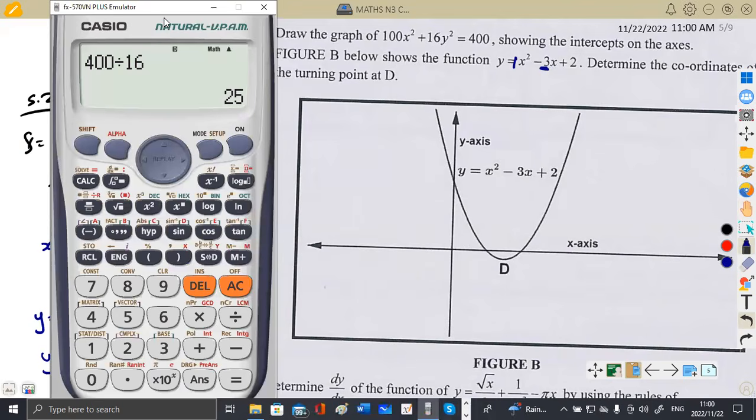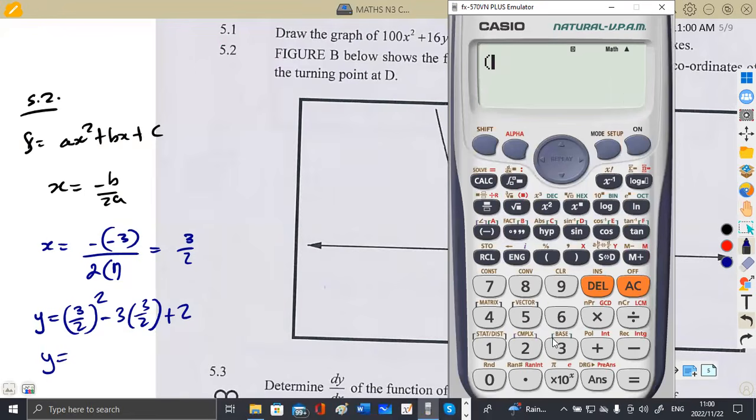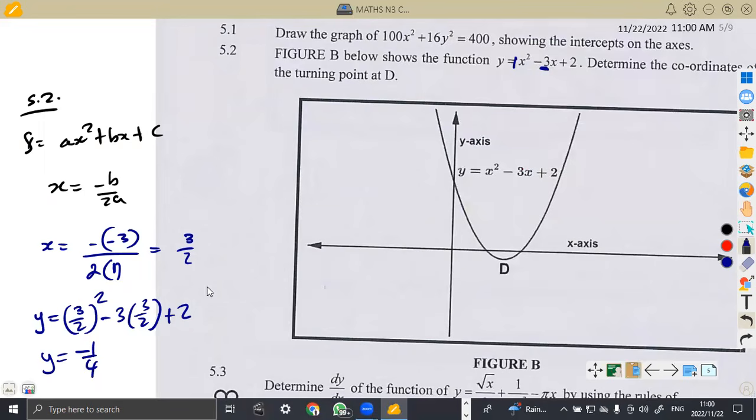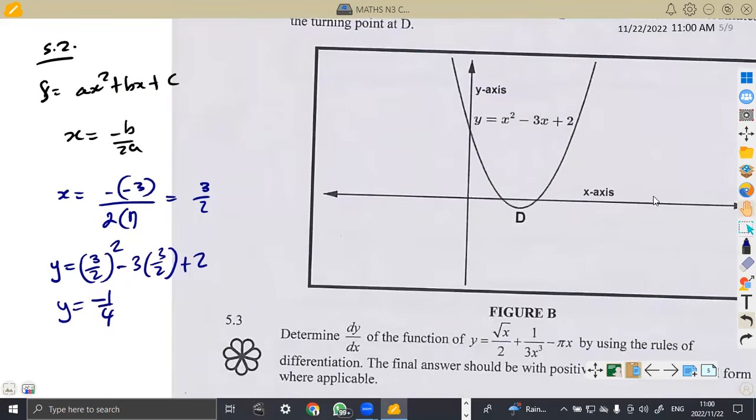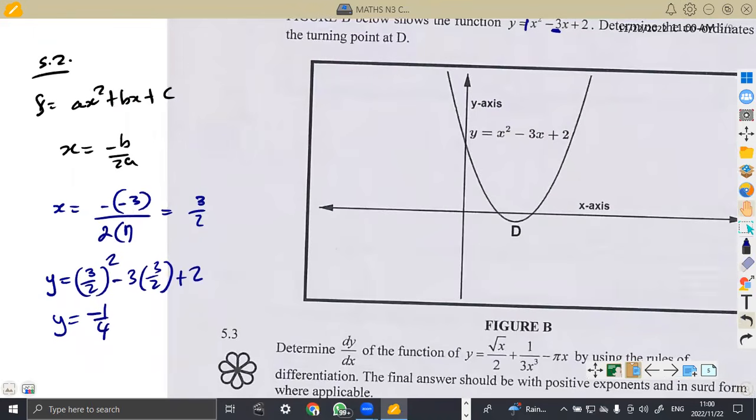Okay, so let's see what we are going to have, because this is a point. Okay, so we've got 3 over 2 in bracket squared minus 3 into 3 over 2. So this is 3 into 3 over 2 plus 2. So we're going to obtain negative 1 over 4. So that was negative 1 over 4. So as you can see, we've got the value of x and also the value of y. So that's a turning point. So therefore, the point D, x is 3 over 2. Y is negative 1 over 4.